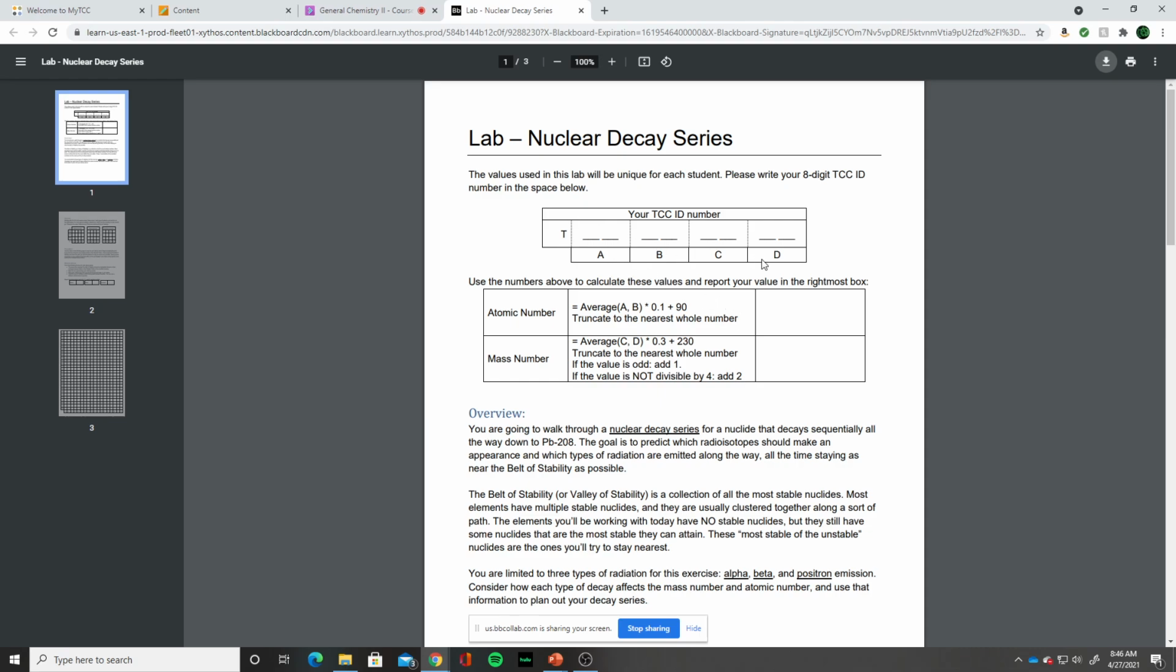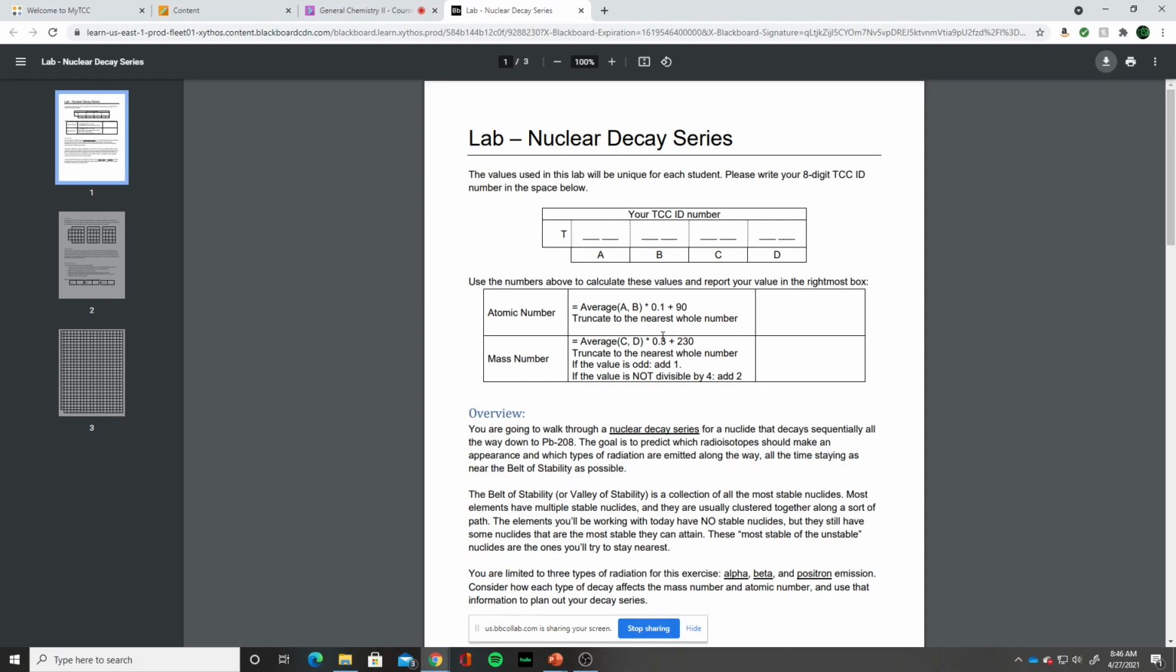But anyway, I think it's not too complicated. Hopefully you can follow along with me just talking about it. So we have our T number here. Your T number is 8 digits long, so you're just going to write it in here. You'll have A, B, C, and D. So this is the first 2 digits of your T number, third and fourth, fifth and sixth, seventh and eighth.